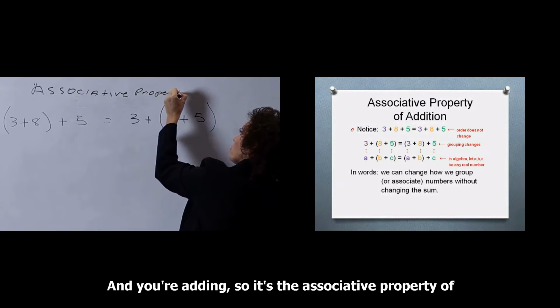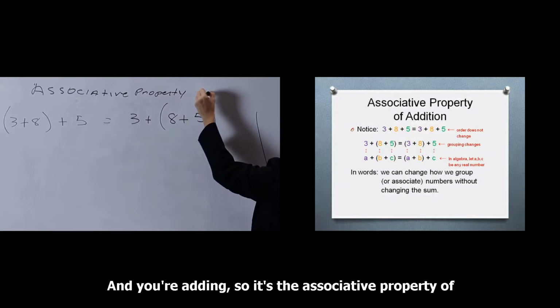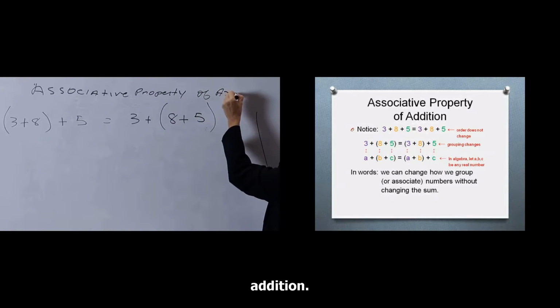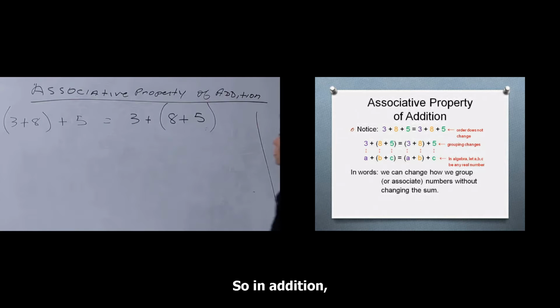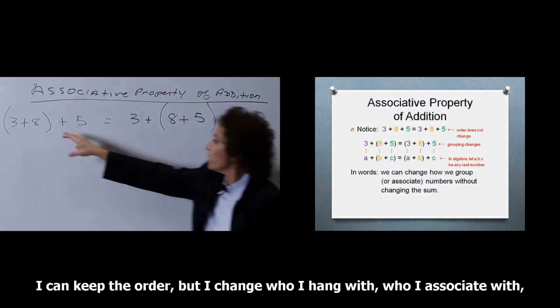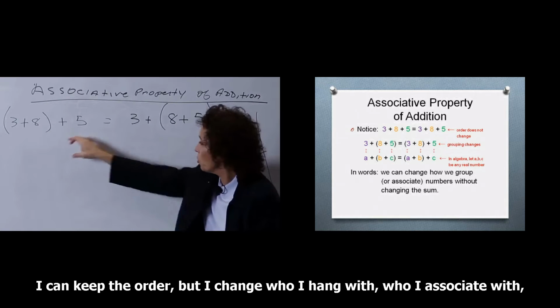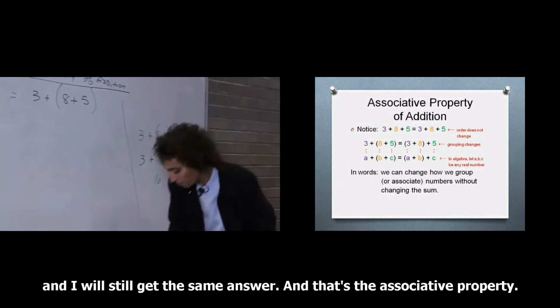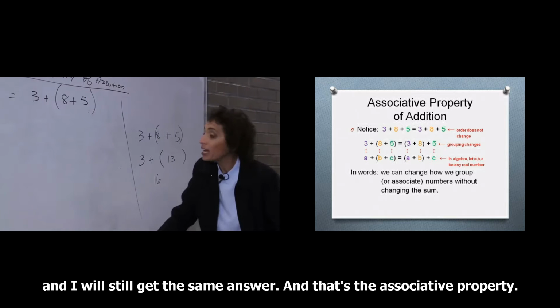So grouping changes. And you're adding, so it's the associative property of addition. In addition, I can keep the order, but I can change who I hang with, who I associate with, and I will still get the same answer. And that's the associative property.